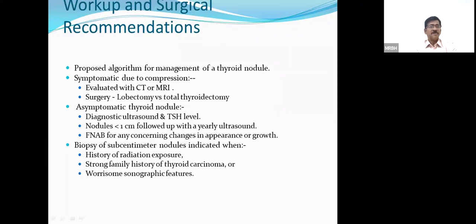So what are the recommendations? In the proposed algorithm for management of thyroid nodule, a symptomatic nodule due to compression is evaluated with a CT or MRI. Surgery should be a lobectomy versus total thyroidectomy, depending on the size of the nodule and any invasion of the local structure, or even the opposite lobe. For an asymptomatic thyroid nodule, do a diagnostic ultrasound and TSH level. A nodule less than 1 centimeter is followed up with a yearly ultrasound. FNAB is done for any concerning changes or appearance in growth. Biopsy of a subsequent nodule is indicated when there is a history of radiation exposure, strong family history of thyroid carcinoma, or worrisome sonography features.